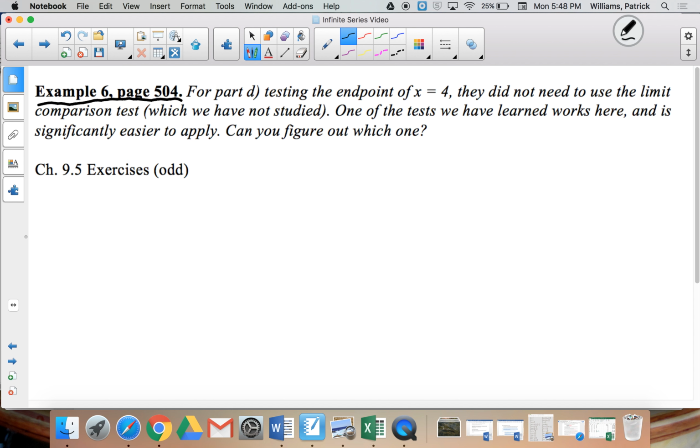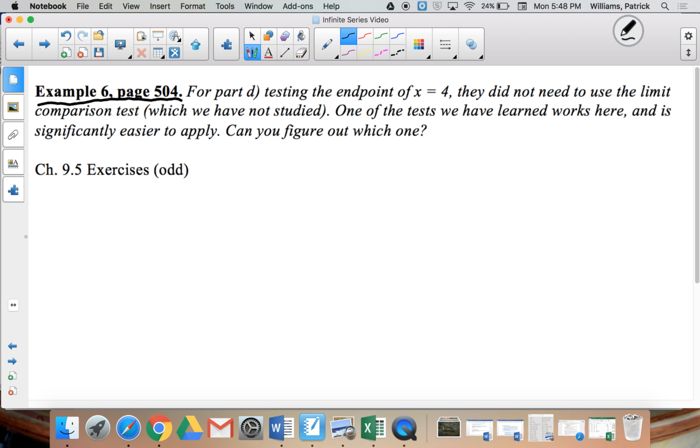Now, the one thing to keep in mind is that in part D, they said they needed to use the limit comparison test. It turns out you actually don't need to use that test. So when you're doing this on your own, really think about that bound when x is equal to 4, and see if there's another easier test that you know you can apply to determine whether it converges or diverges at that point.